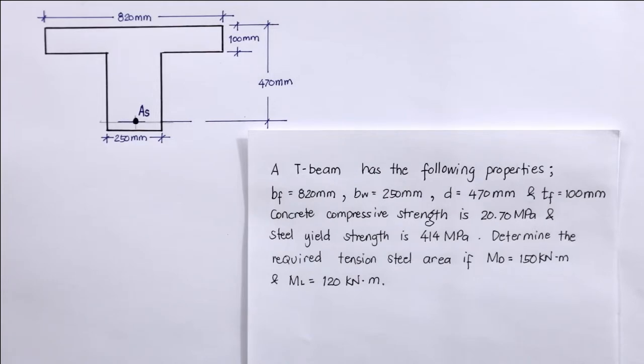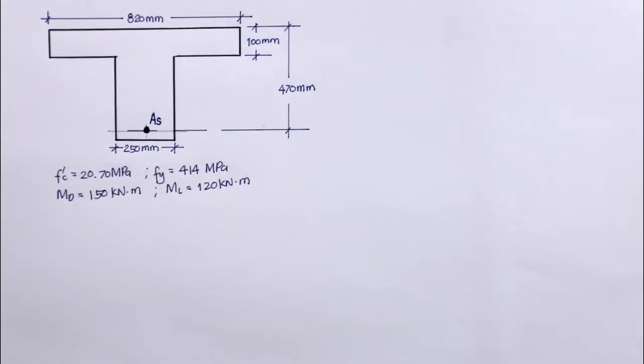Concrete compressive strength is 20.70 MPa and steel yield strength is 414 MPa. Determine the required steel area if the moment dead is equal to 150 kN·m and moment live is equal to 120 kN·m. Since merong given na moment dead at moment live sa problem, kunin natin muna yung ultimate moment capacity ng section using the load combination factor.